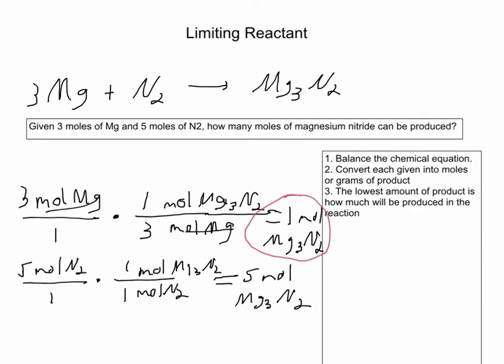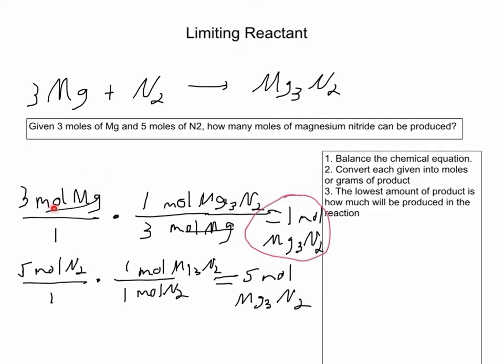And think back to the cookie recipe. The number of cookies we could make were limited by whichever reactant, whichever ingredient made fewer cookies. In this case, the reactant that makes fewer products is the magnesium. And because this magnesium runs out after we make 1 mole of magnesium nitride, we cannot make more than that, even though we have enough nitrogen to make up to 5 moles. There's not enough magnesium, so the reaction stops.